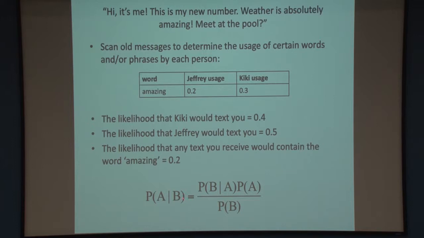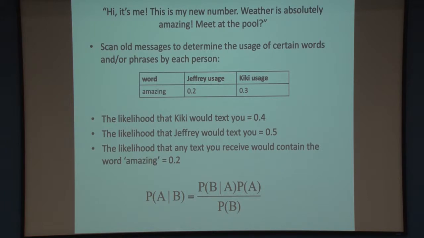So what this means is the probability of A given that B is true. If you want to determine the probability that A is true given that B is true, it can be determined by the probability that B is true given A is true, times the probability of A over the probability of B. This is a well-known statistical formula.